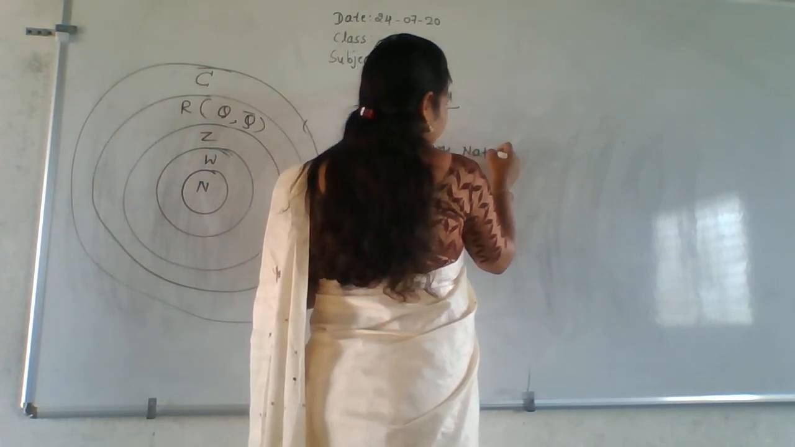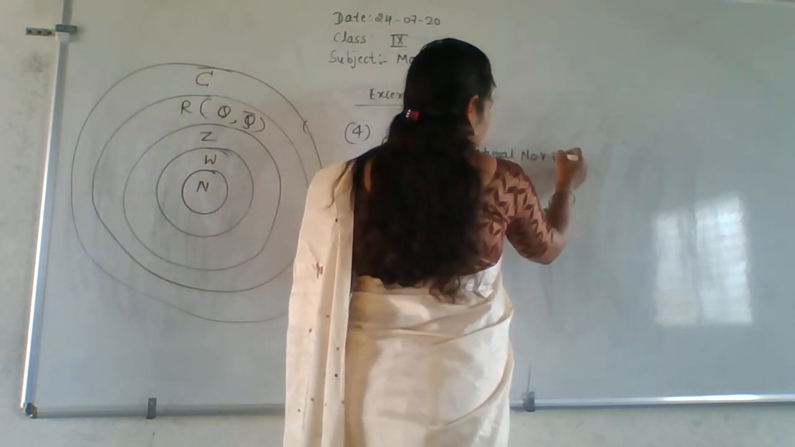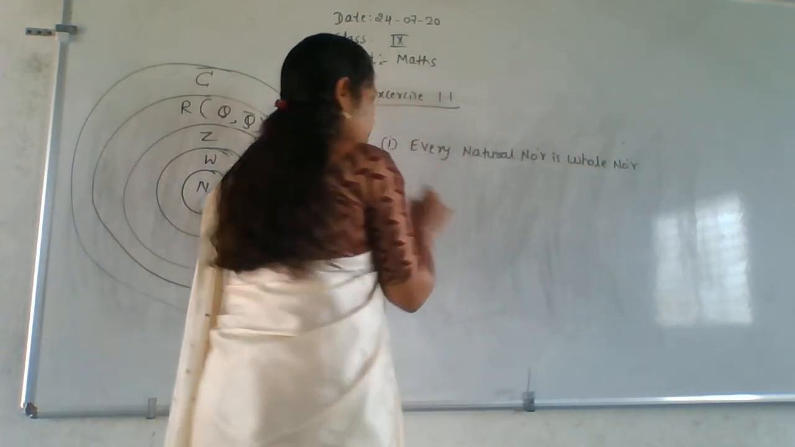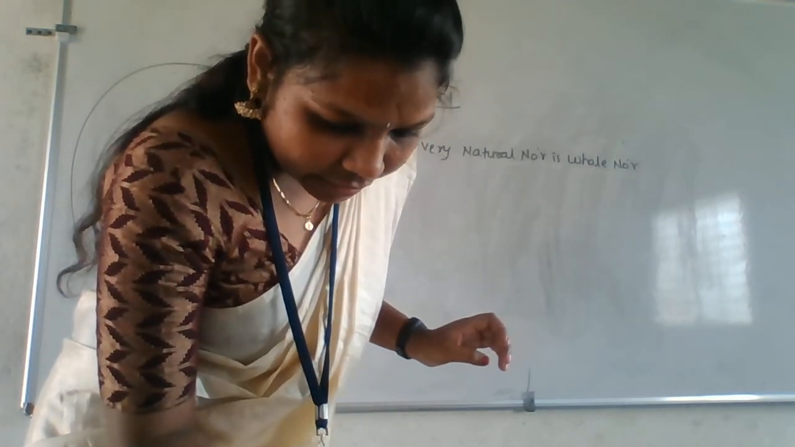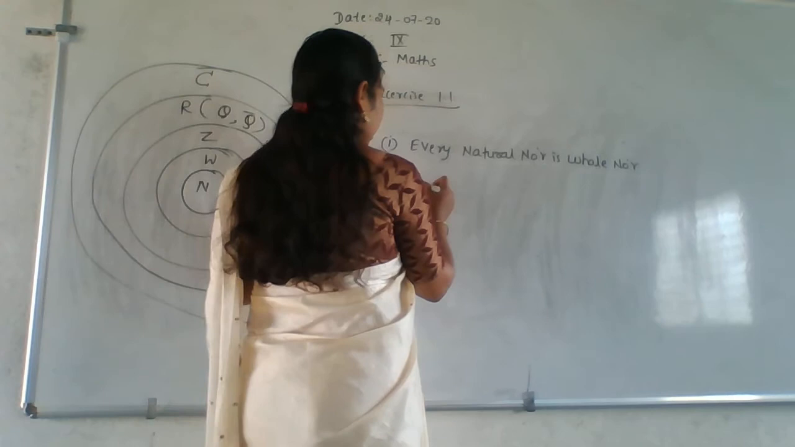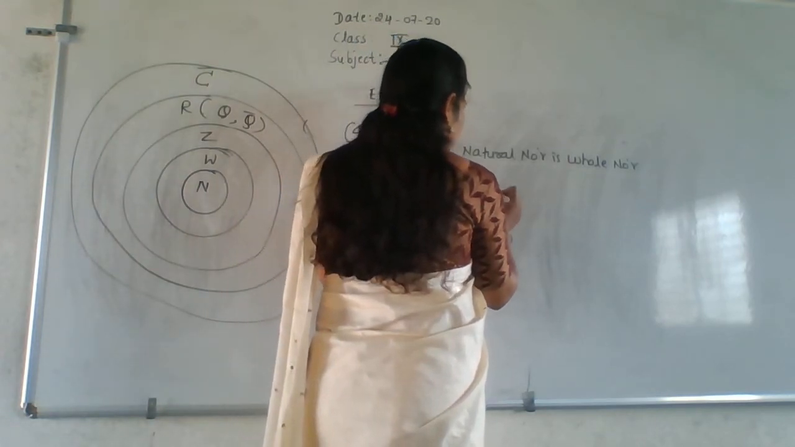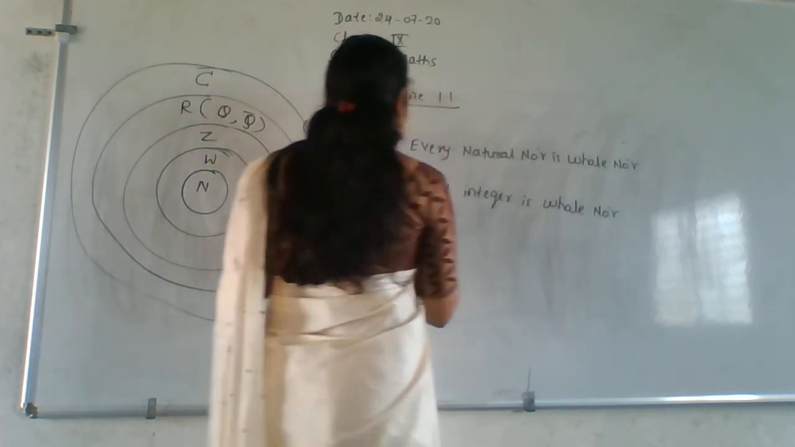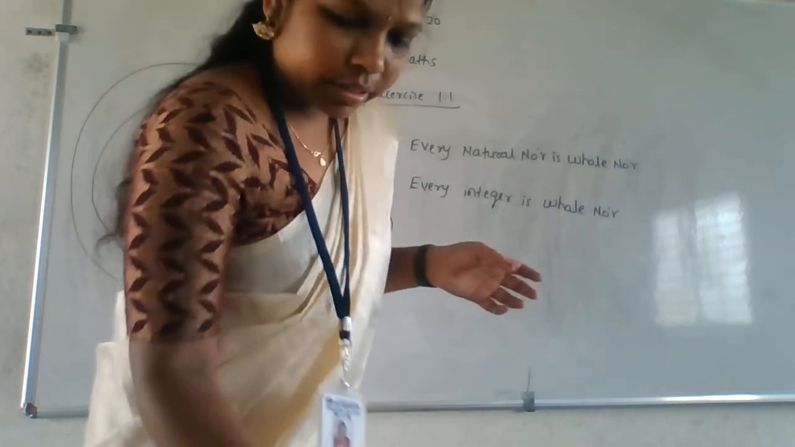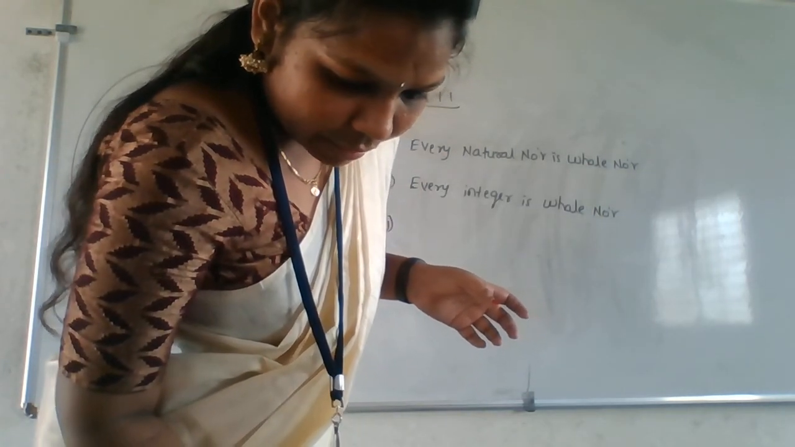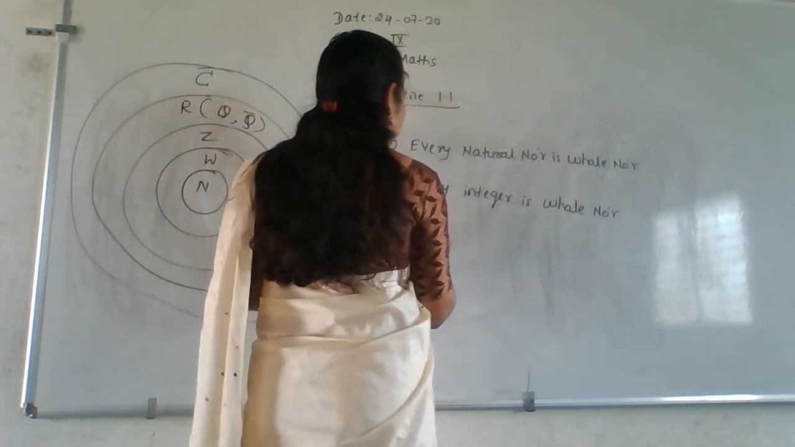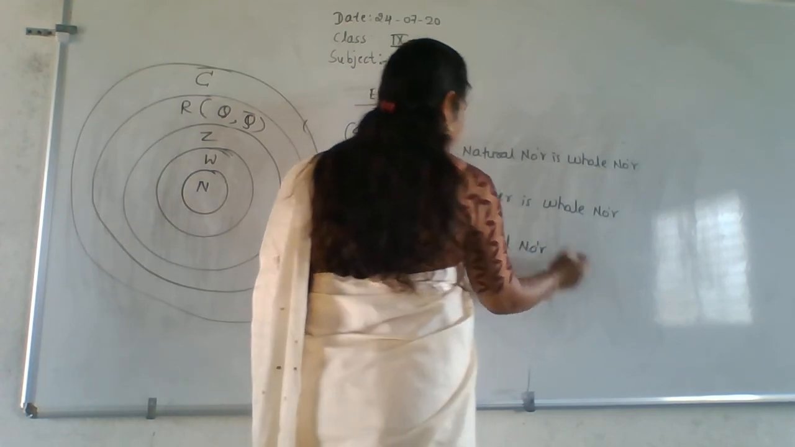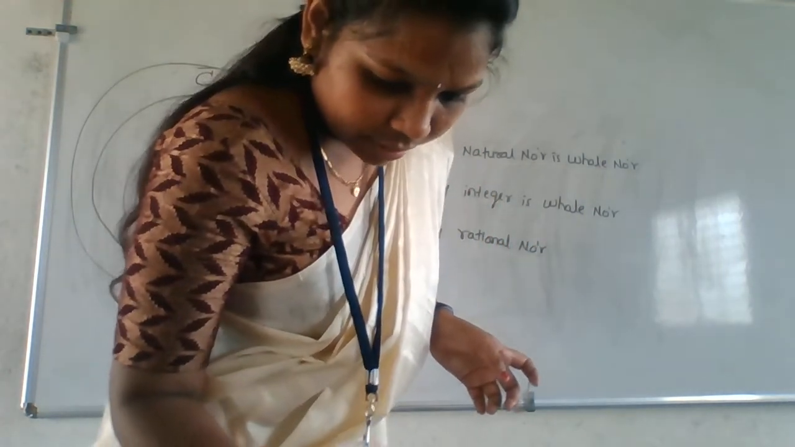Every natural number is a whole number. Next, the second statement: every integer is a whole number. Next, the third one they have given here: every rational number is a whole number. You have to tell whether these statements are correct or not.